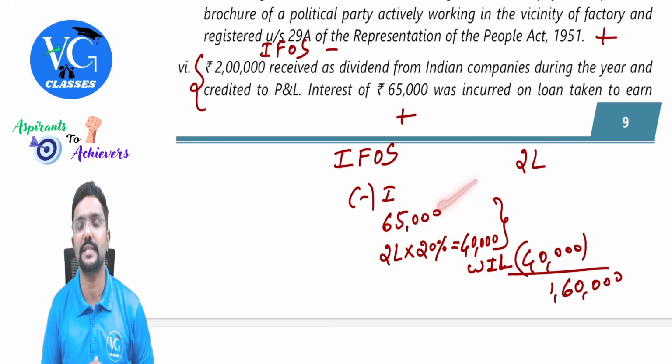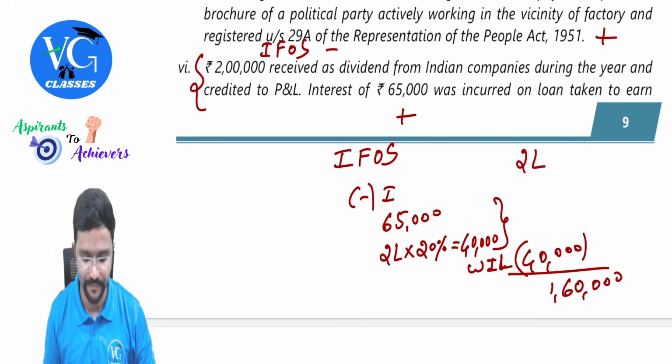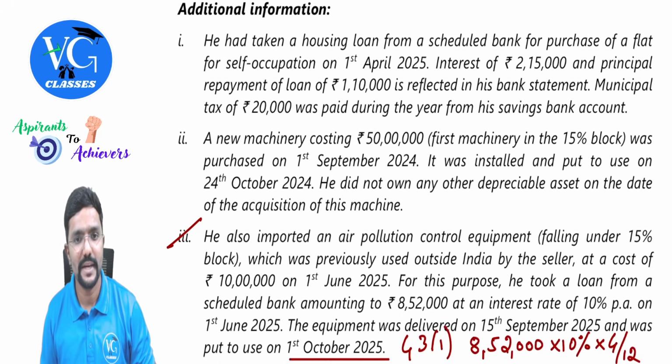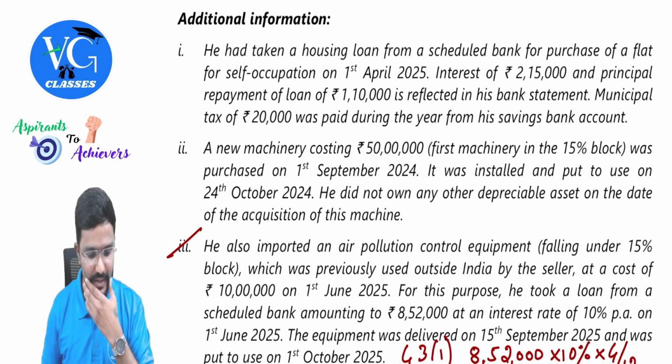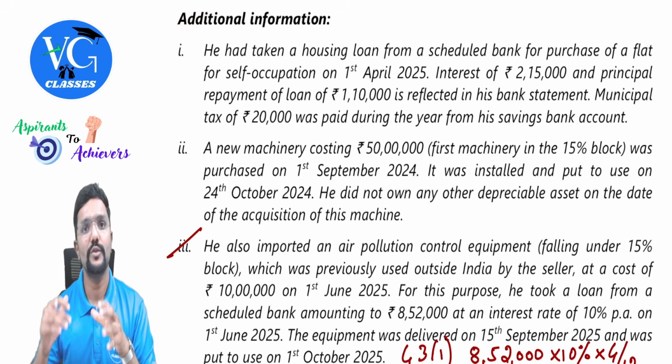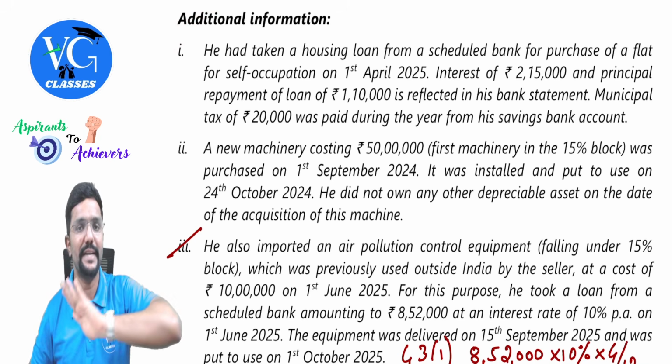But actual expenditure is 65. So can I claim full 65? No. Sir, can I claim that remaining interest under any other head? No, not allowed, guys. Okay.